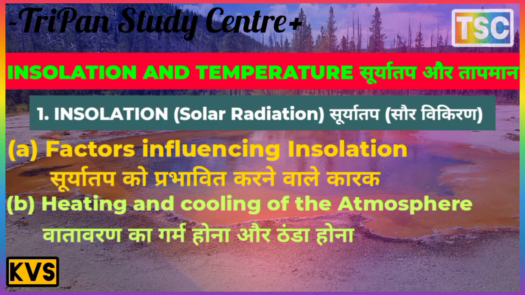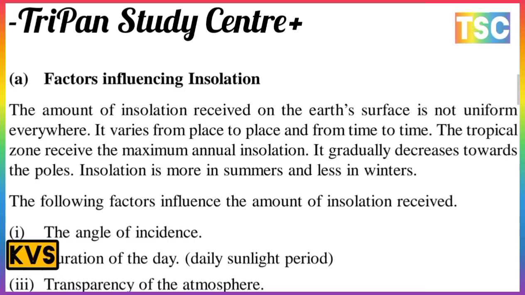The next topic: factors influencing insolation. The amount of insolation received on the earth's surface is not uniform everywhere. It varies from place to place and from time to time. The tropical zone receives the maximum annual insolation, gradually decreasing towards the poles. Insolation is more in summer and less in winter.